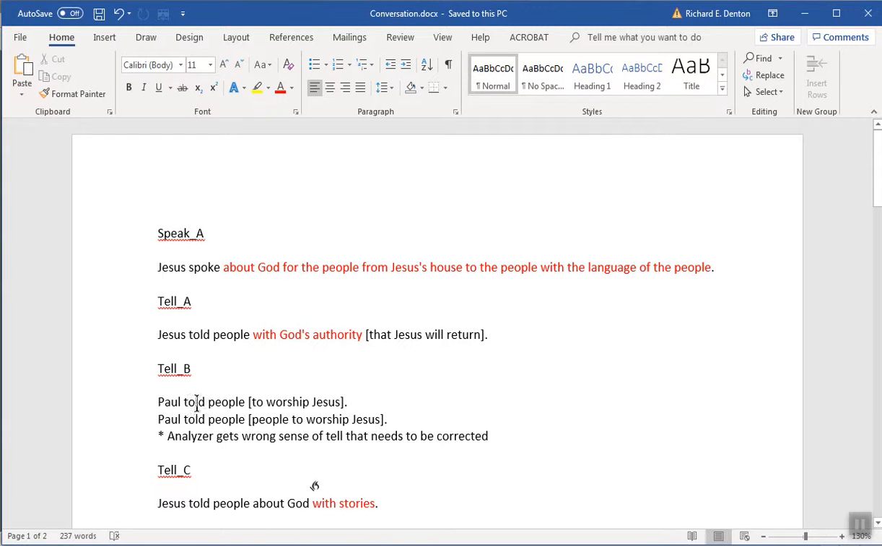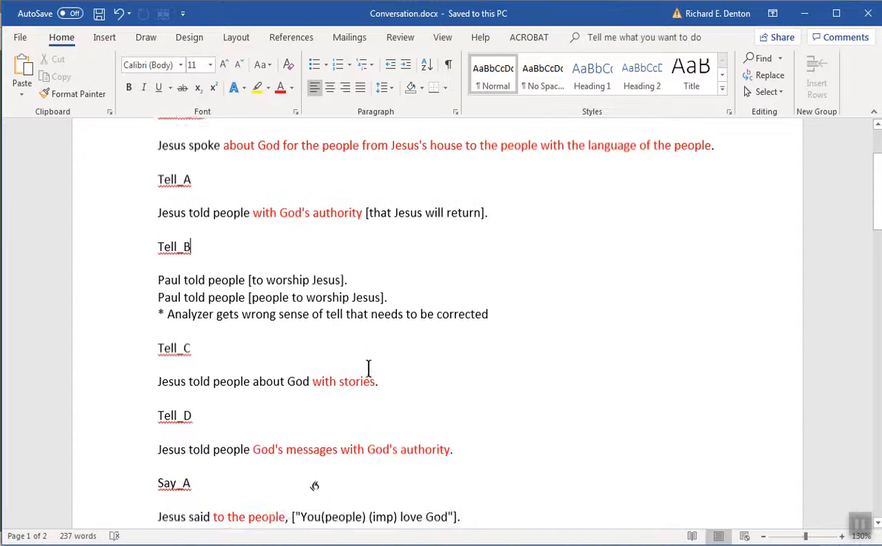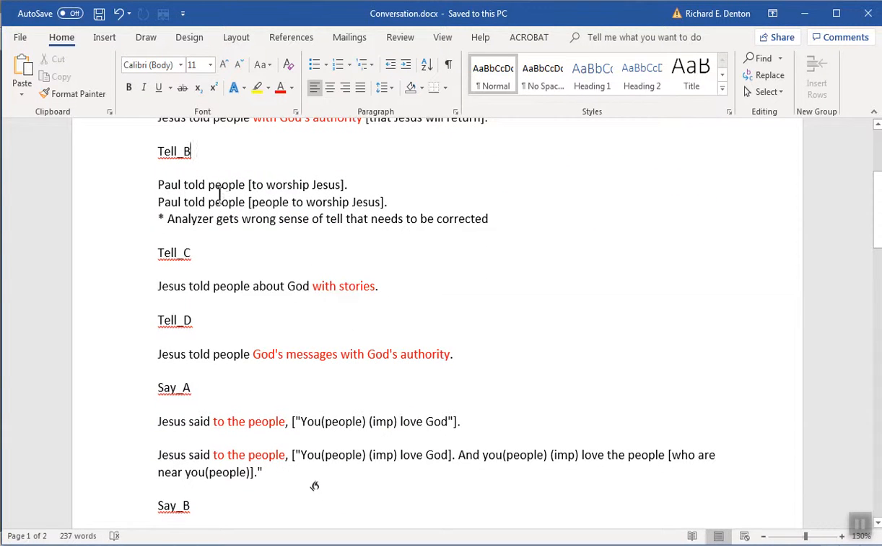So I think probably it would be best to type it, Paul told people to worship Jesus, ultimately, if the analyzer could be fixed. But for right now, it works a little bit better if you write it this way. Paul told people, left bracket, people to worship Jesus. Unfortunately, it's going to get the wrong sense of tell, so you're going to have to correct that. So this is when you're telling someone to do something. That's Tell B.